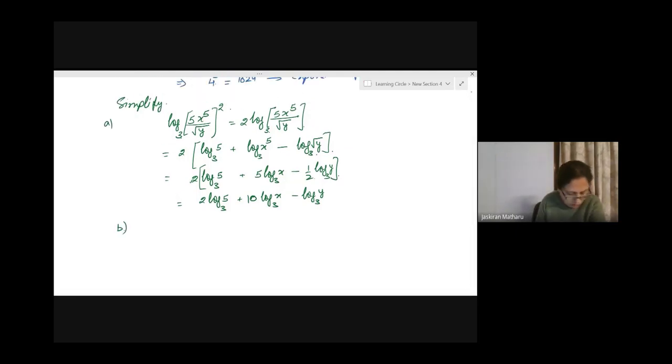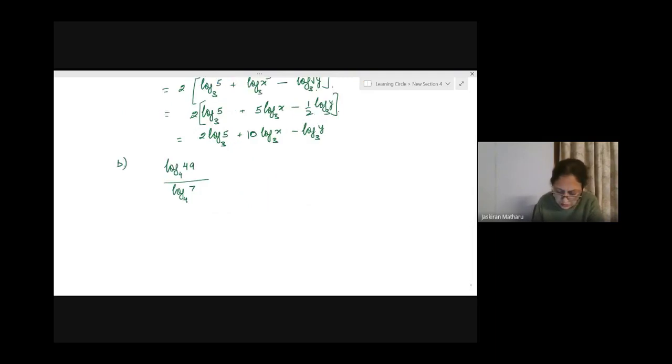Question B is we have to simplify log of 49 to the base 4 divided by log of 7 to the base 4. So how do we simplify this? We can write this as log of 7 square to the base 4 divided by log of 7 to the base 4. So now using laws of logarithm, it can be written as 2 log of 7 to the base 4 divided by log 7 to the base 4. So these two will get cancelled and the answer is simply 2.